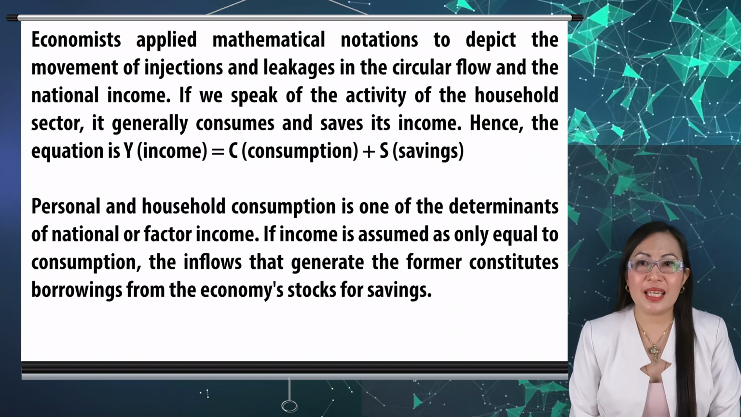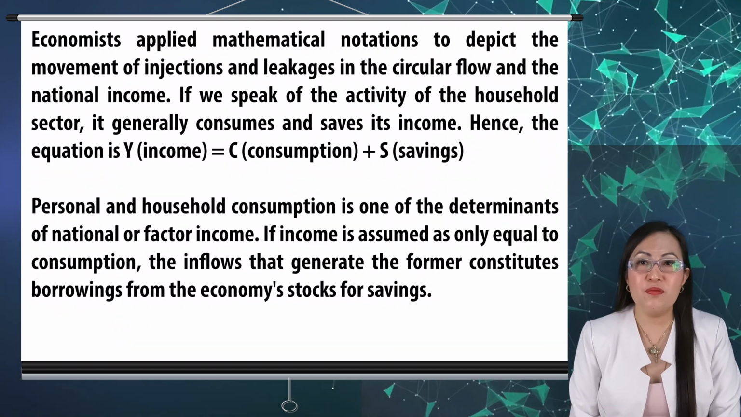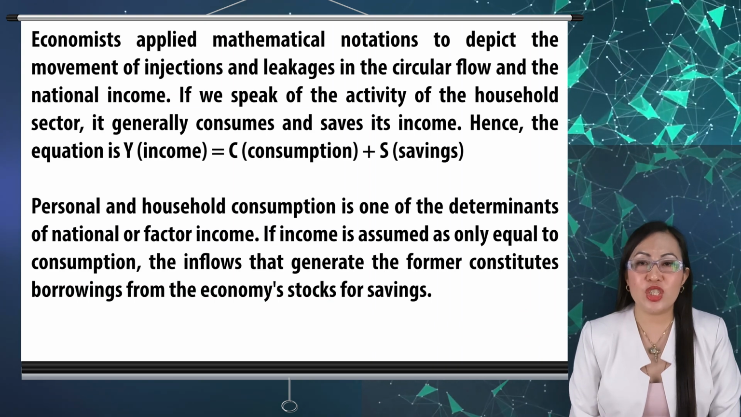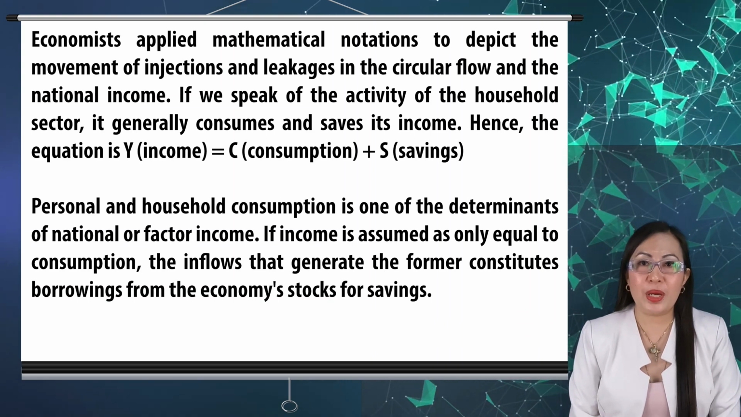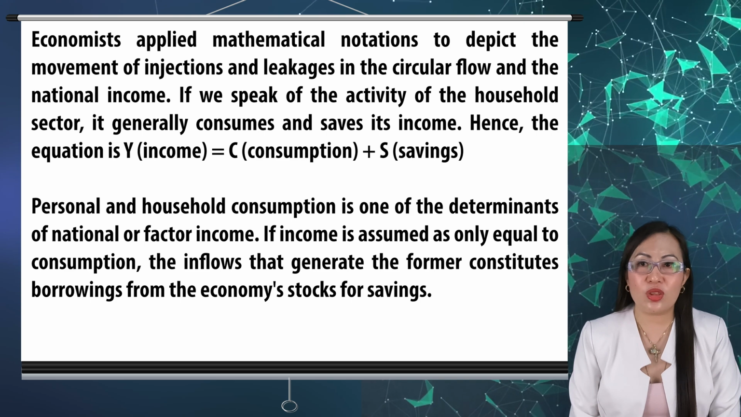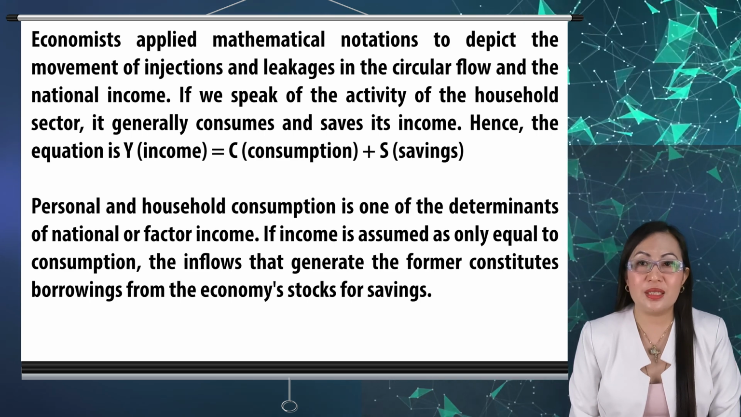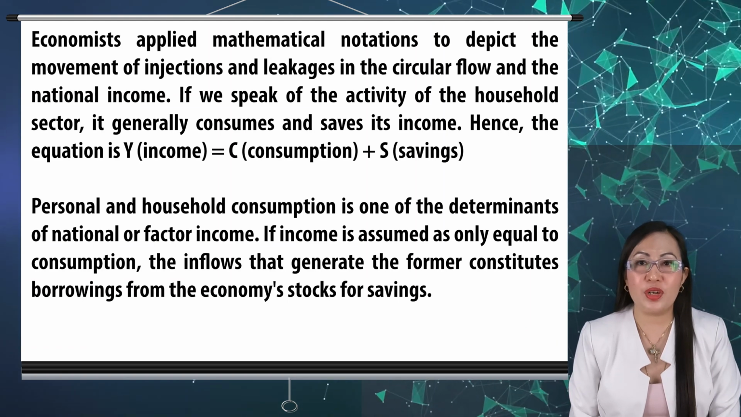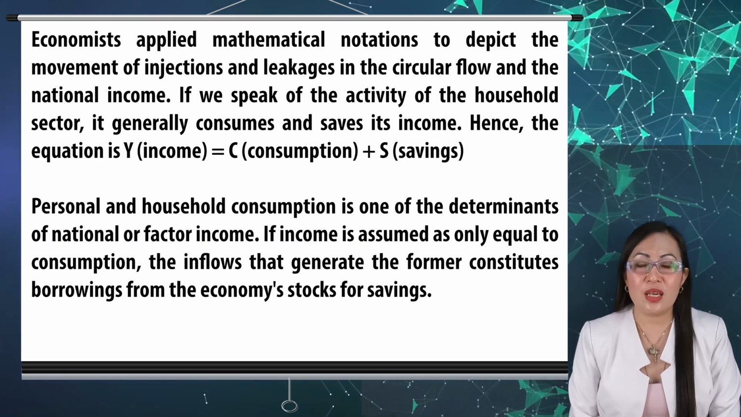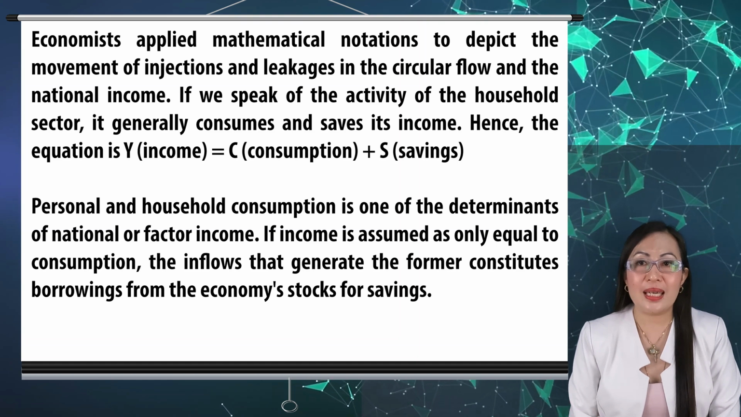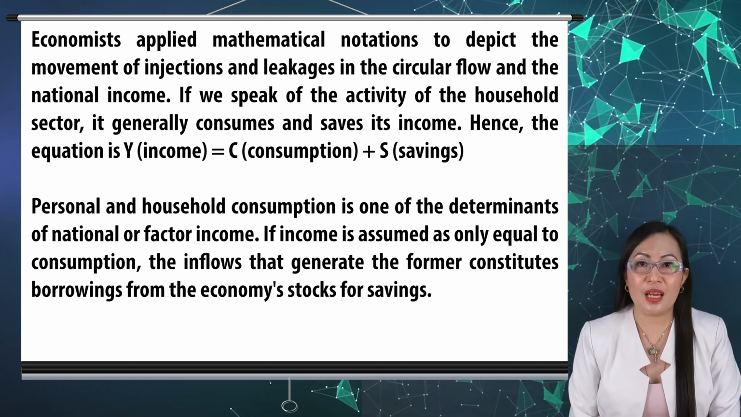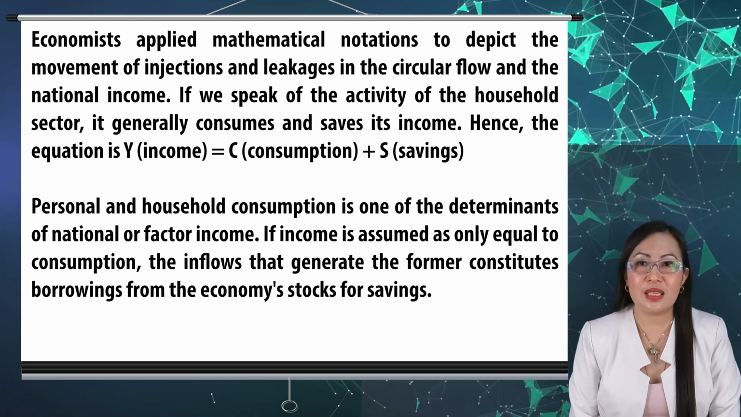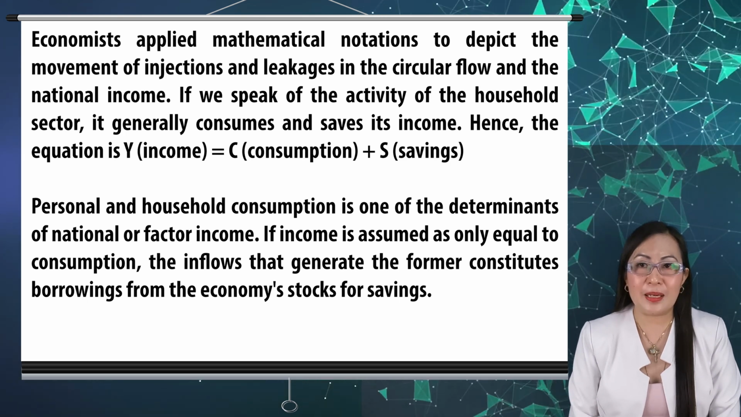Economists applied mathematical notations to depict the movement of injections and leakages in the circular flow and the national income. If we speak of the activity of the household sector, it generally consumes and saves its income. Hence, the equation is Y, which stands for income, is equal to C, which stands for consumption, plus S, which stands for savings. Personal and household consumption is one of the determinants of national or factor income.